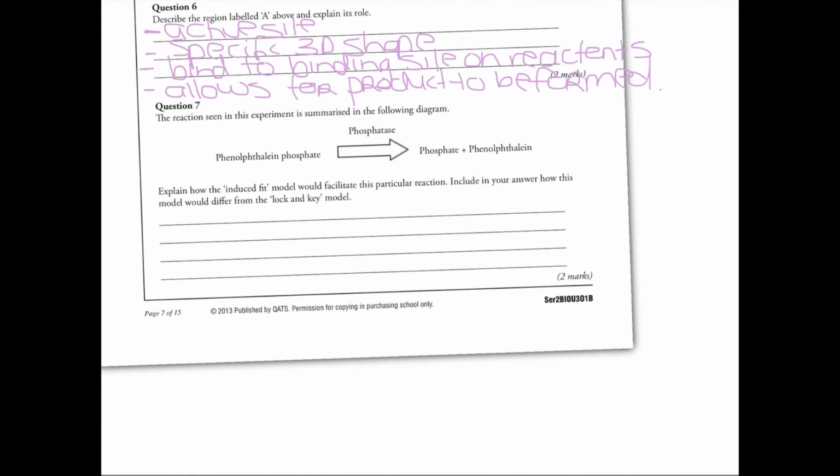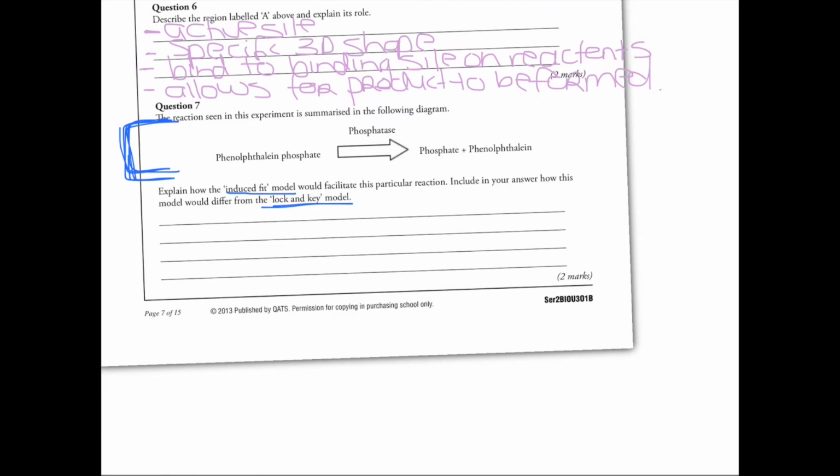Okay, 7. The reaction seen in this experiment is summarized in the following diagram. Okay, so this is exactly the same diagram that we saw in the stem of the question. All right, explain how the induced fit model would facilitate this particular reaction. In your answer, include how this model would differ from the lock and key model. So again, like I was saying at the start, you didn't learn about this reaction specifically, but we have talked about induced fit and we have talked about the lock and key.